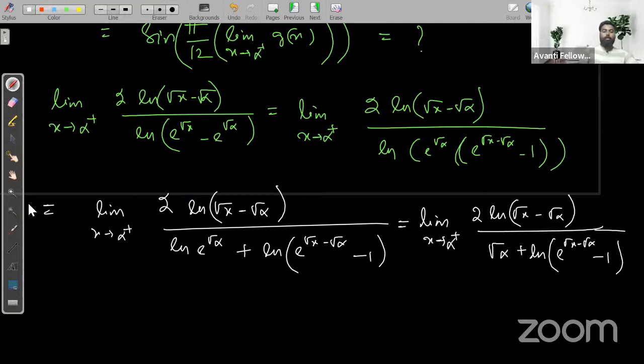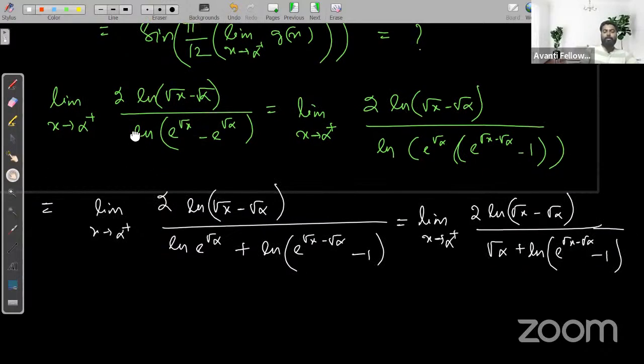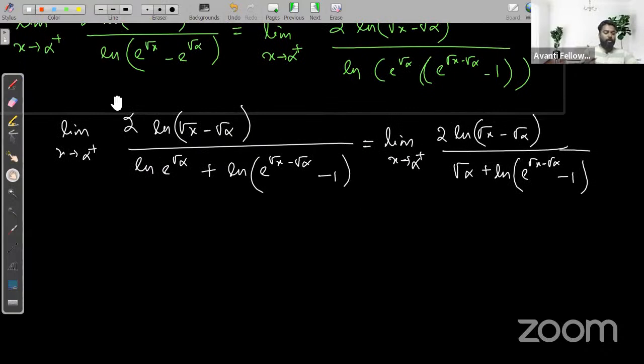Okay. So all of you know, guys, we can use a replacement here. How? All of you know one formula. When x tends to 0, the limit of e to the power x minus 1 upon x gives you 1.